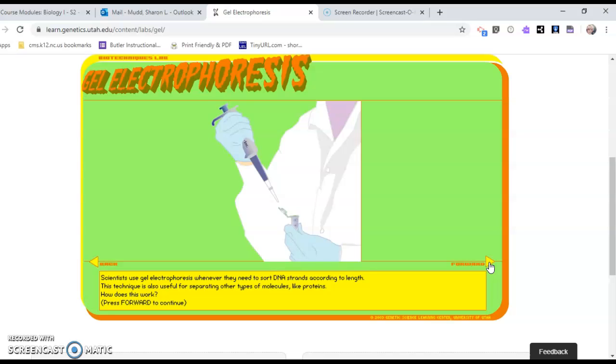Scientists use gel electrophoresis whenever they need to sort DNA strands according to length. And this technique is also useful for separating other types of molecules like proteins. So now you should be able to answer question number 2. How does this work?